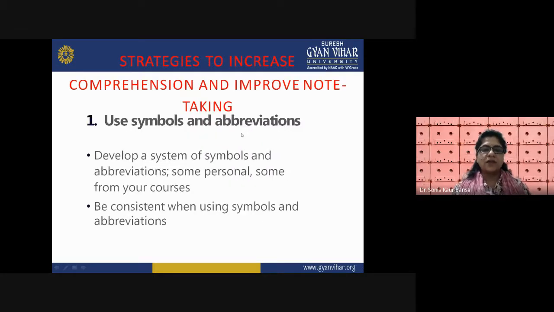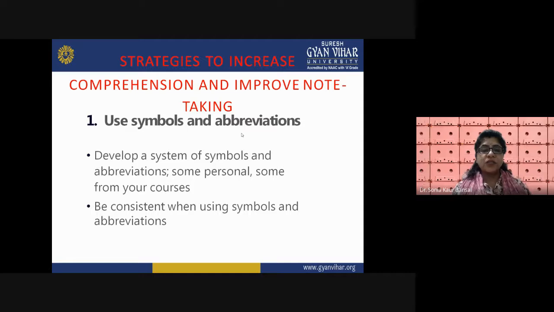There are some strategies to increase comprehension and improve note taking. Students, just remember that whenever you are taking notes, you have to be very particular, because you cannot note down each and every word. Every word is not possible to note down. So in that case, firstly you use symbols and abbreviations. Symbols are used to denote a particular mark for a particular concept or word that is repeatedly used in the chapter, the book reading, or the lecture. So it is giving you some signals about what it means.